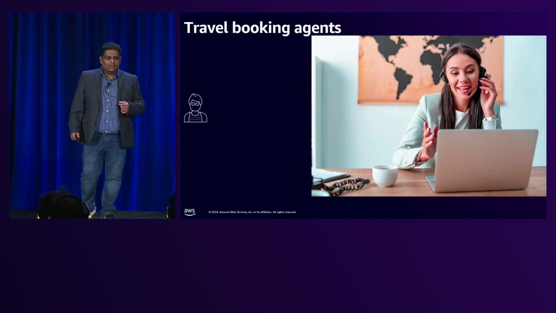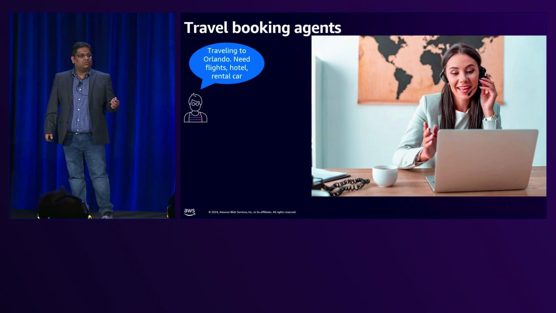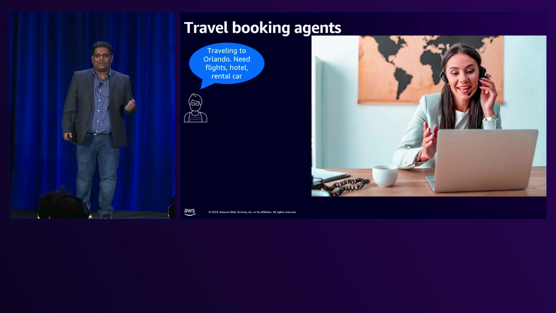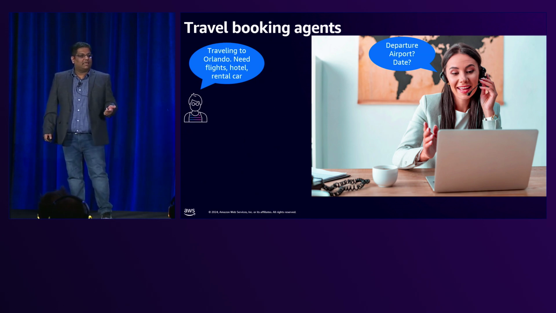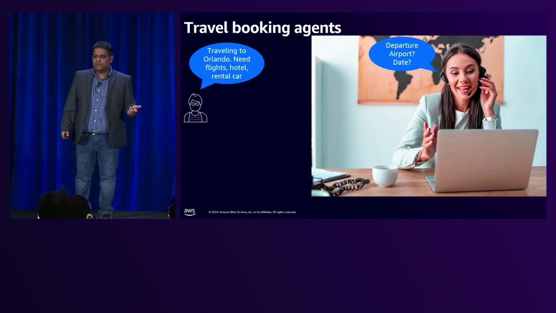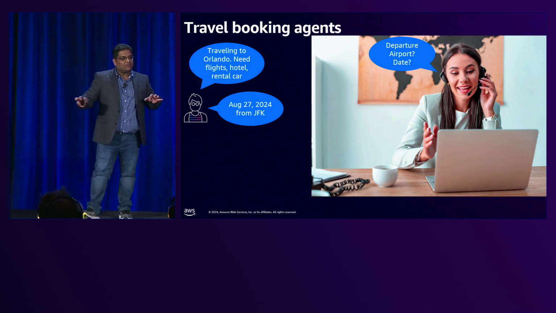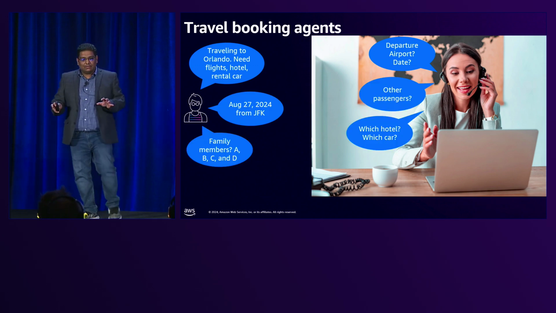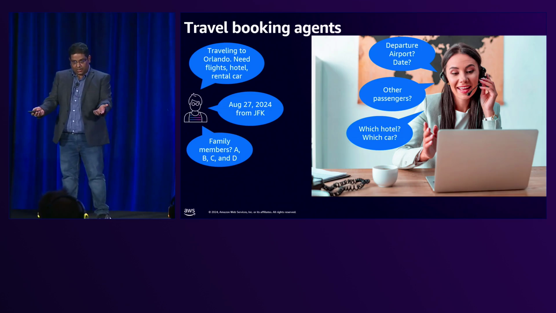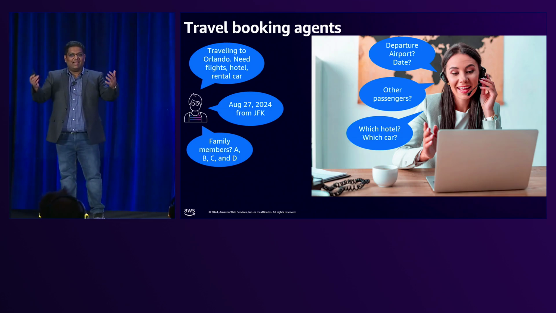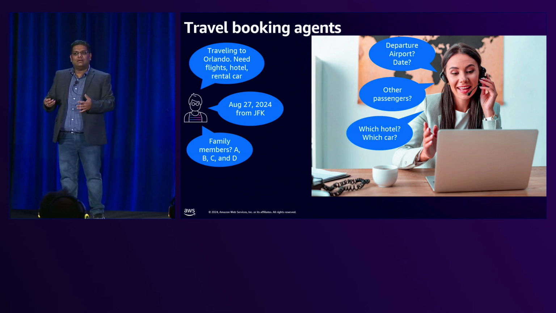This is how the interaction would have gone if you were to book a flight or a hotel or a rental car. The first thing that as a user you would ask is, I'm traveling to so-and-so place, in this case it's Orlando, I need a flight, hotel, and rental car. That will have follow-up questions from the agents like this. What is the departure airport? What date are you departing? And that conversation will keep on going until the booking agent has all the information in place to actually successfully book a reservation.